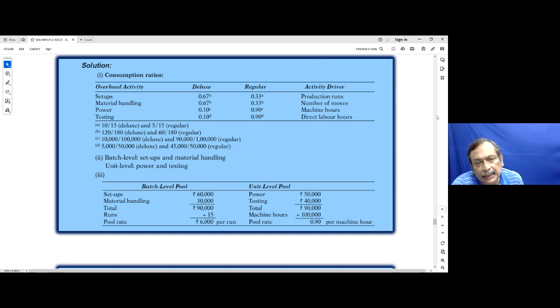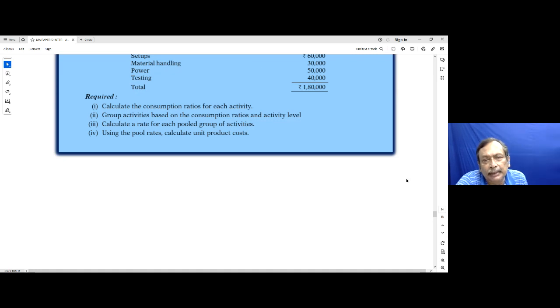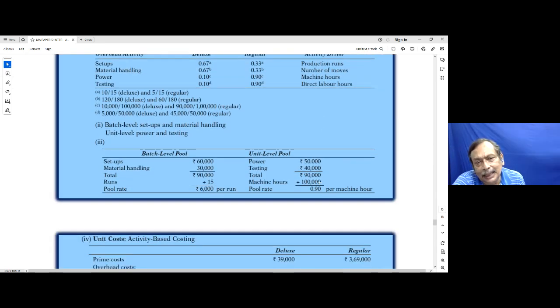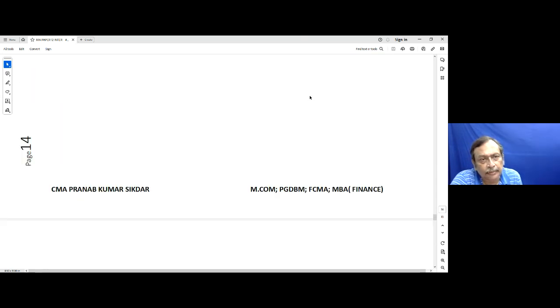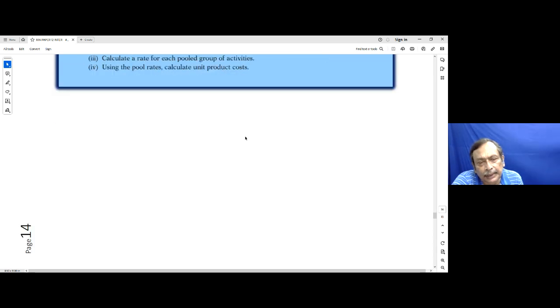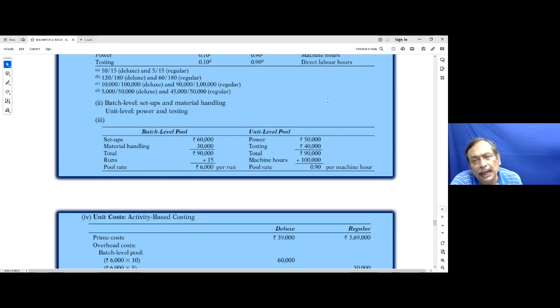Next comes batch level, setups and material handling. Batch level, because in the question it is said to group activities based on the consumption ratios and activity level. So your answer is batch level, setups and material handling, and unit level activities, power and testing. And in the third part of the question, it is given to calculate a rate for each pool group of activities. So we are going to have a batch level pool and a unit level pool.